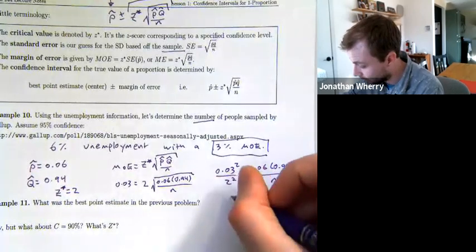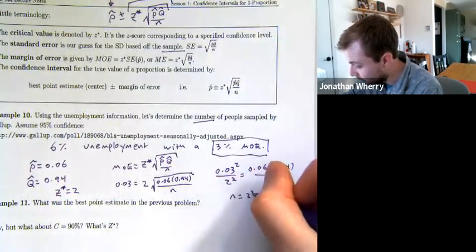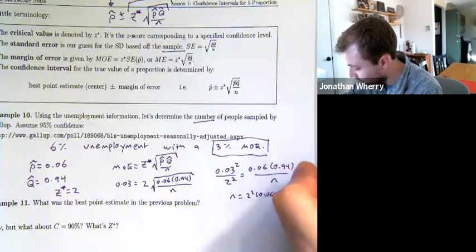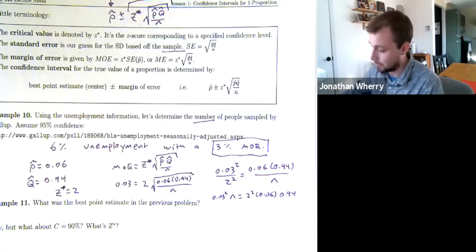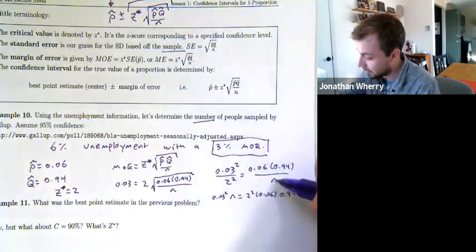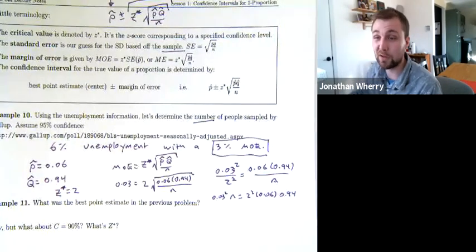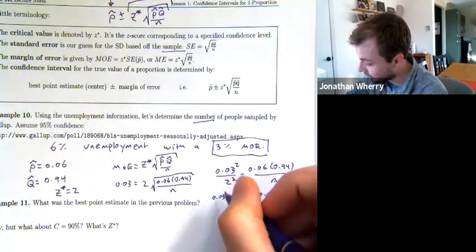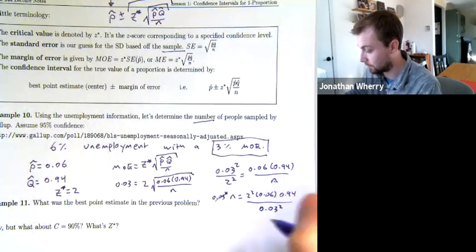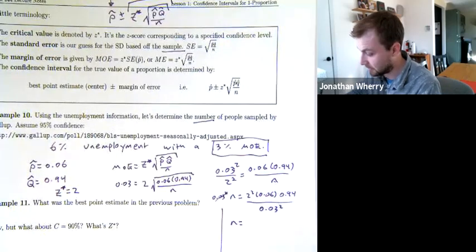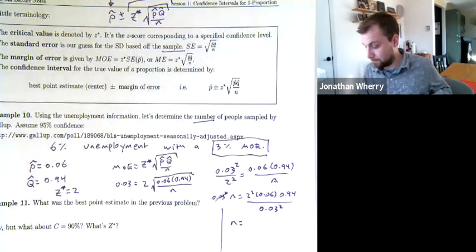So I'll end up with the n on this side. I'll end up with the 2 squared on this side. And I'll end up with this 0.03 squared over here still. So I've multiplied across, n ends up here, 2 squared or 4 ends up here. And finally, to get rid of this multiplication, I'm going to divide by that 0.03 squared. I'm going to type this into a calculator and see what I get.